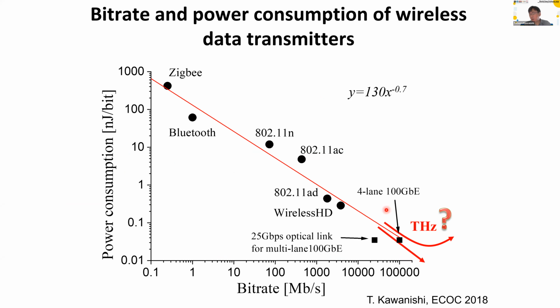In a terahertz system, we can expect high-speed transmission close to 100 gigabits per second. If the power consumption would be on the line of the trend, the power consumption would be comparable to the optical fiber link. So the terahertz communication would offer very low power consumption. This is just a rough evaluation, so we should discuss in detail to predict the power consumption precisely.